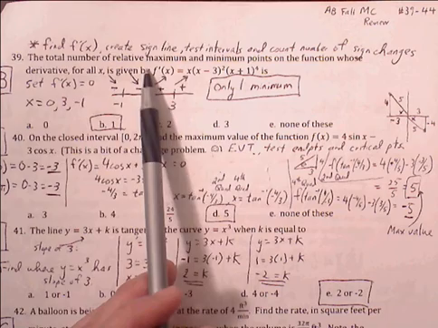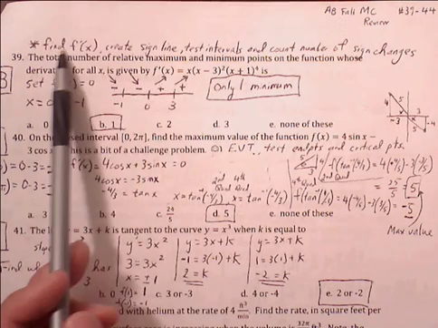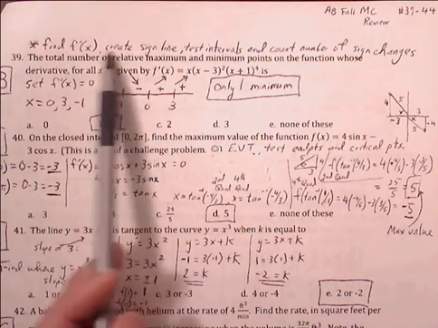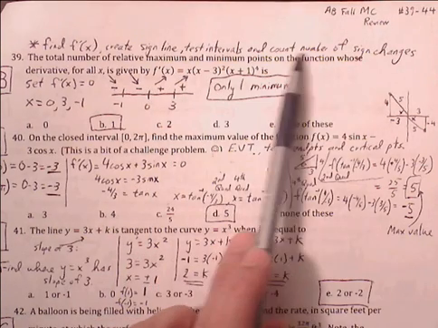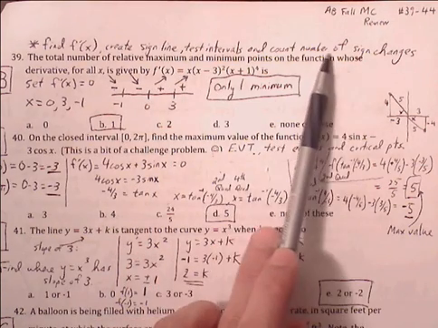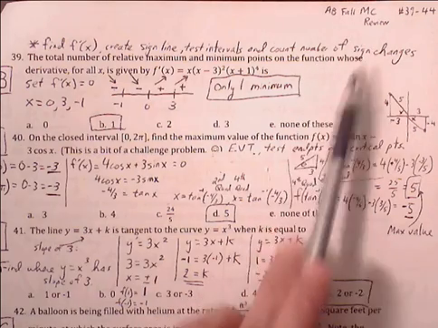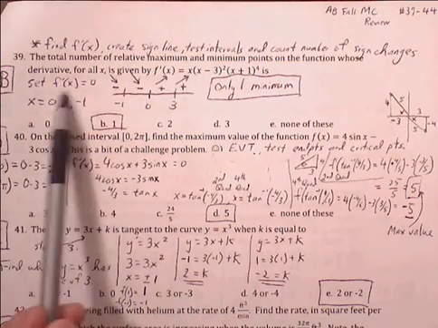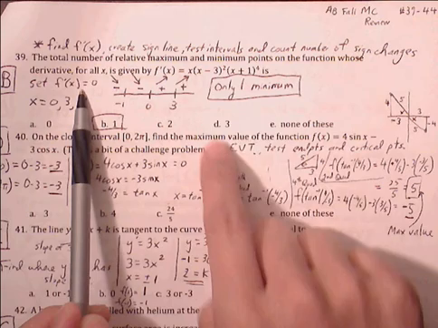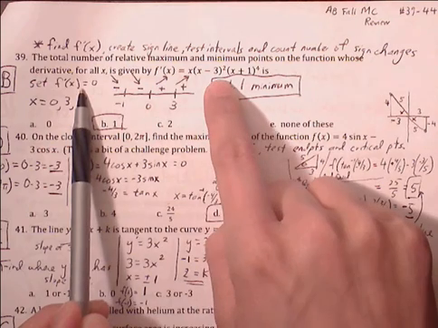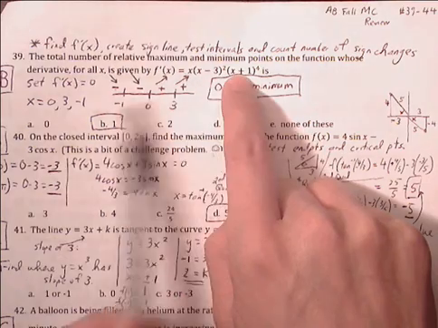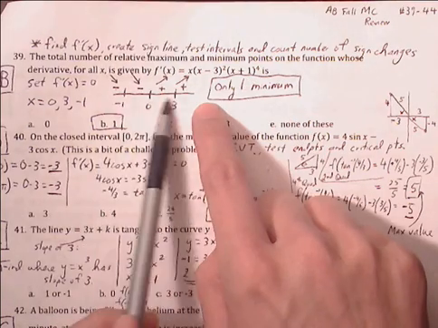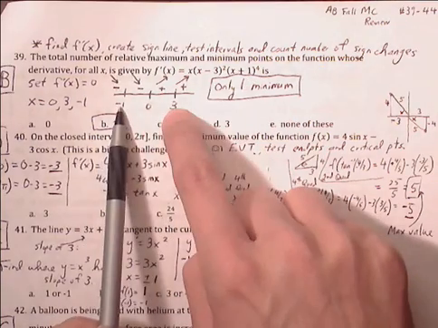So if we want to find the total max and min points, here are the steps. We're going to find f prime, create a sign line, test the intervals, and count the number of sign changes or count the number of relative extremas. First, we're already given the f prime function, so we can set f prime equal to 0. The critical points are at 0, 3, and -1. We put those values onto our sign line, and then we test each interval.